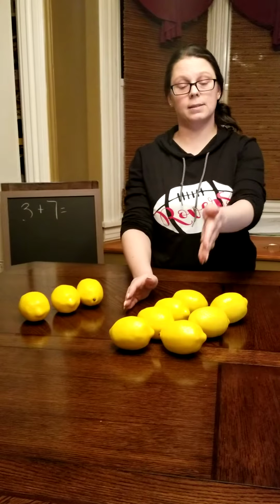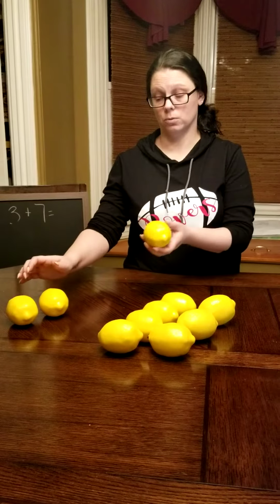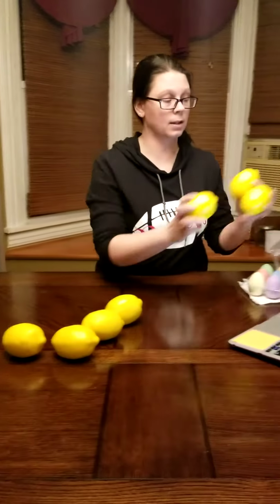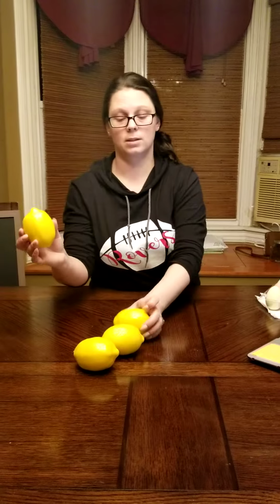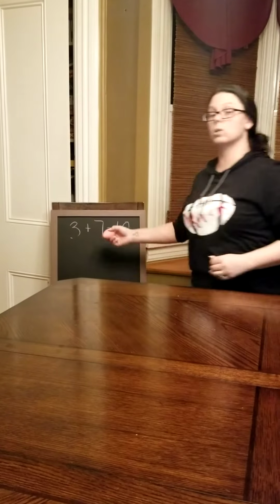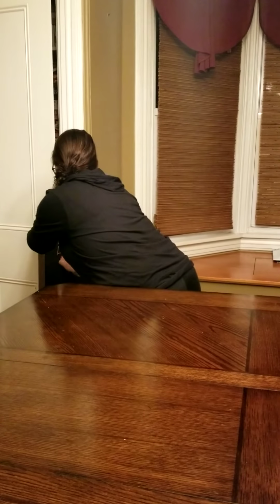3 plus 7. Then you add them. You just count them. 1, 2, 3, 4, 5, 6, 7, 8, 9, 10. So then your child would be able to say, okay, so 3 plus 7 equals 10. You could do the same thing no matter what the problem is.